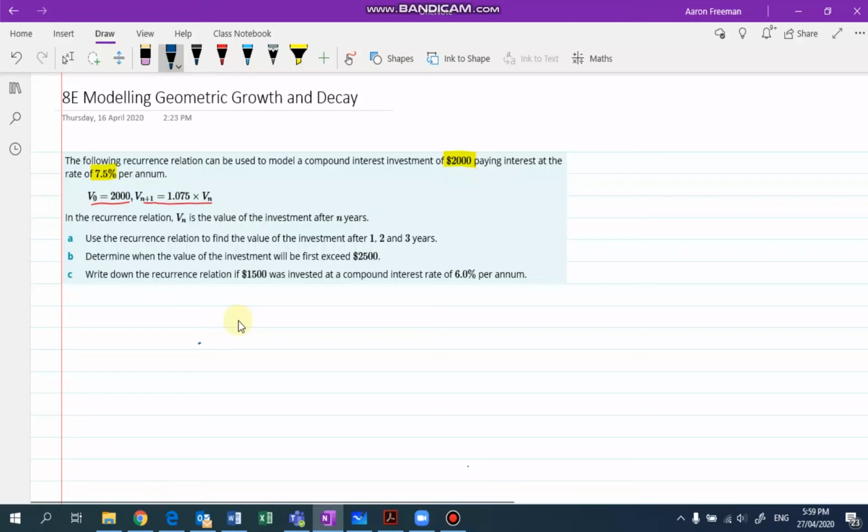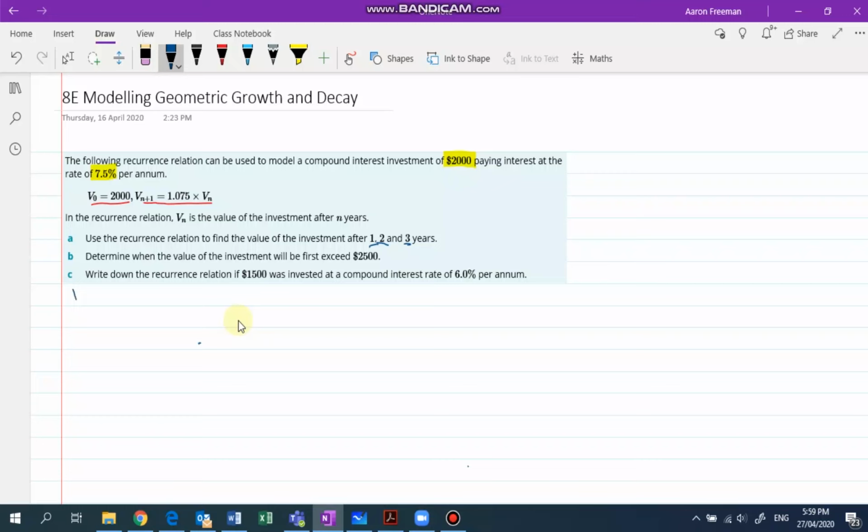Okay, so first up, use a recurrence relation to find the value of the investment after 1, 2 and 3 years. Now we can't find 3 using this recurrence relation until we've found 1 and 2. All right, so that's the important part. So first what we'll do is set that up.